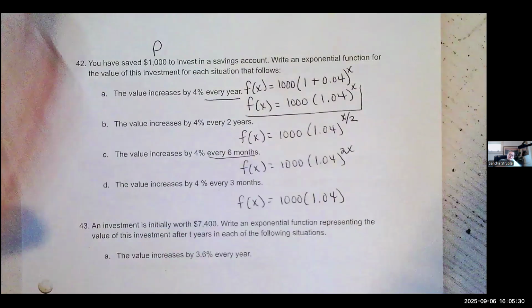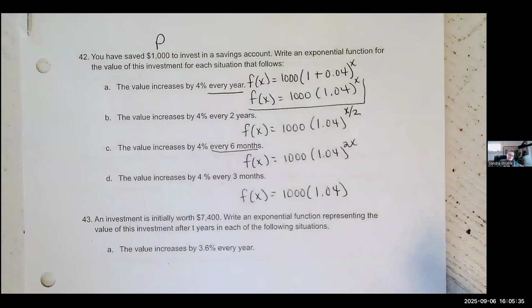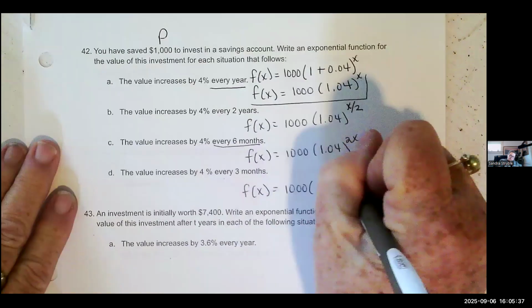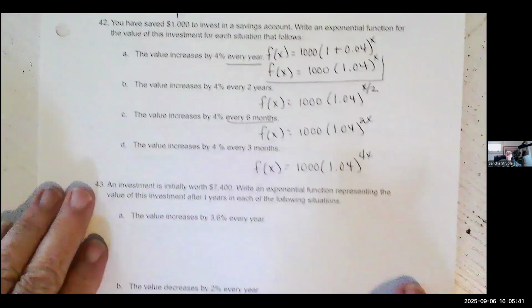Every 3 months, I gave you this information as well, and that is 4x. 3 months happens 4 times a year, so 4x is in my exponent. Okay, let's go to the next one.